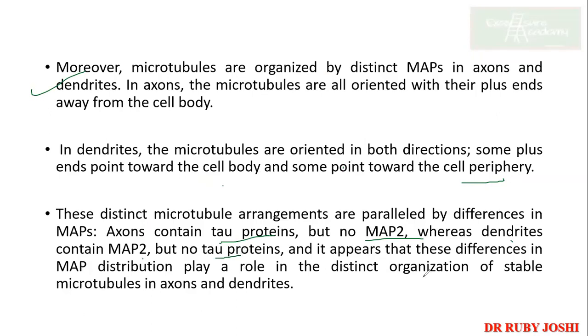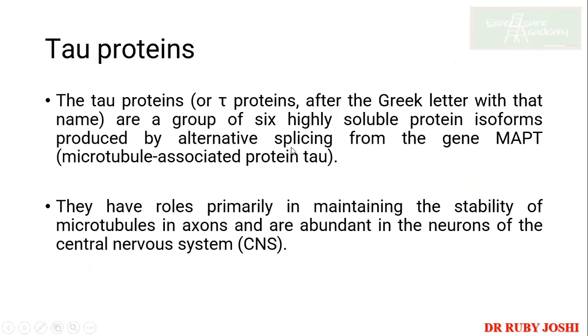Because of these differences in the MAP distribution, they play an important role in stabilizing the microtubules in the axons and the dendrites, and hence they have got the differences, like dendrites का क्या काम है और axons का क्या काम है. Now we'll see about the tau proteins. So as I said, tau proteins kya hai? It is part of your microtubule associated proteins. They play an important role in maintaining the stability of the microtubules in axons in the neurons of the CNS.